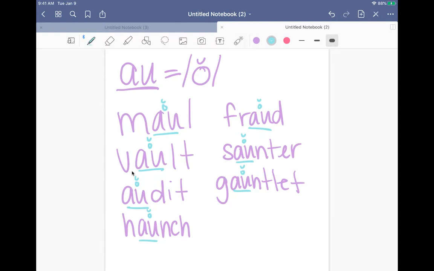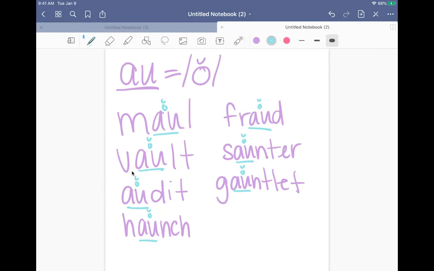Okay. All right. Haunch. Haunch. You see that aw right there? And we know that NCH says nch. I went to a training, guys, a couple years ago, and the little lady that was showing us about NCH, she said it reminds her of a nightclub, and she likes to go nch, nch, nch, nch, nch. It's like the music at a dance club. She was so funny. Your next word is fraud.